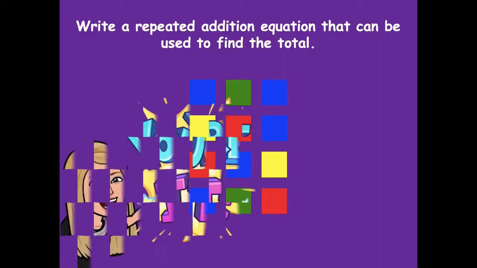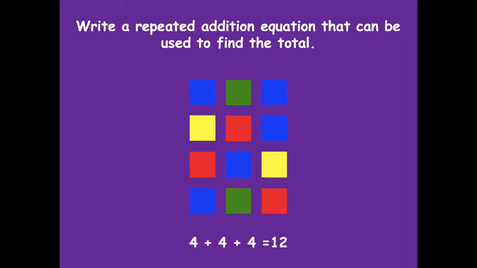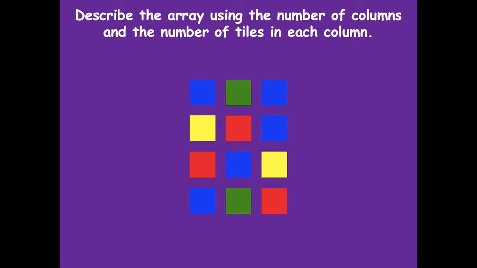Okay, pause if you need more time. So we'd have 4 plus 4 plus 4 equals 12. Describe the array using the number of columns and the number of tiles in each column. 3 columns of 4 tiles. You got it. Awesome job, friends.